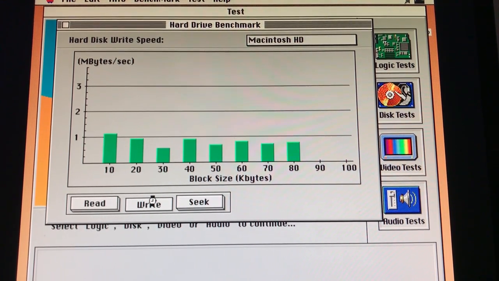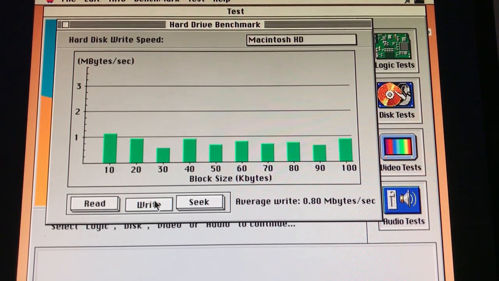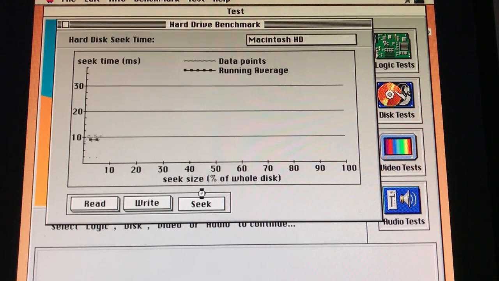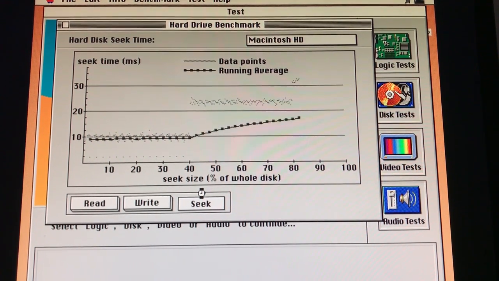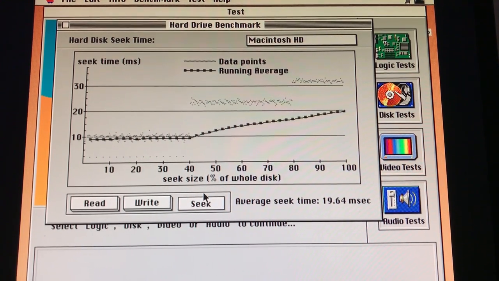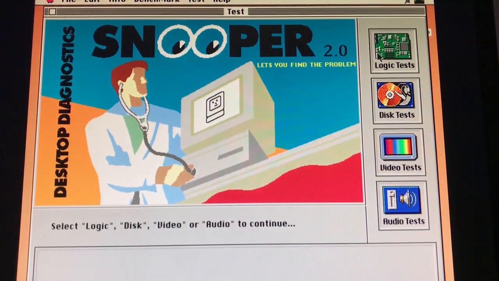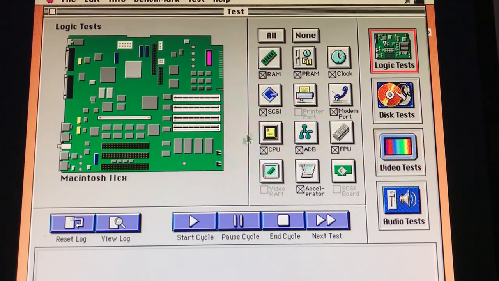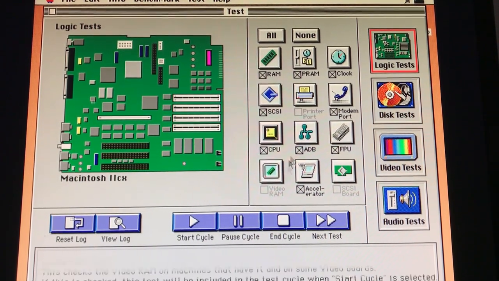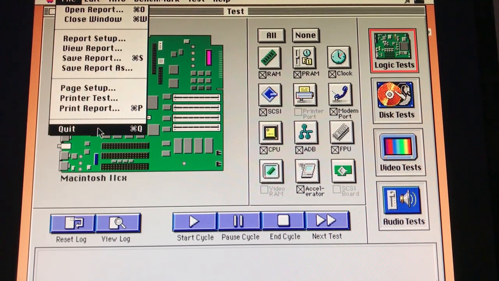Unfortunately, it's not giving us any comparison scores, but we're getting under 1 megabyte a second read-write. Seek time in milliseconds isn't so bad on this old drive. That's actually pretty good. This is just some diagnostic tests you can run. We're not going to run those because the system is, in fact, working correctly.